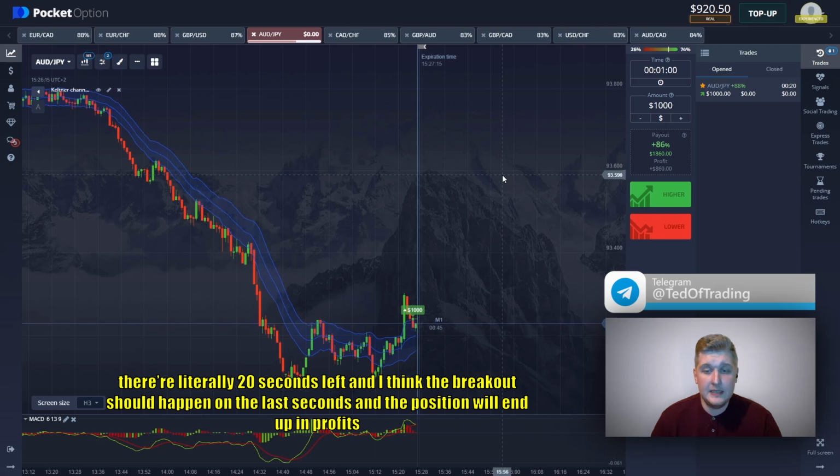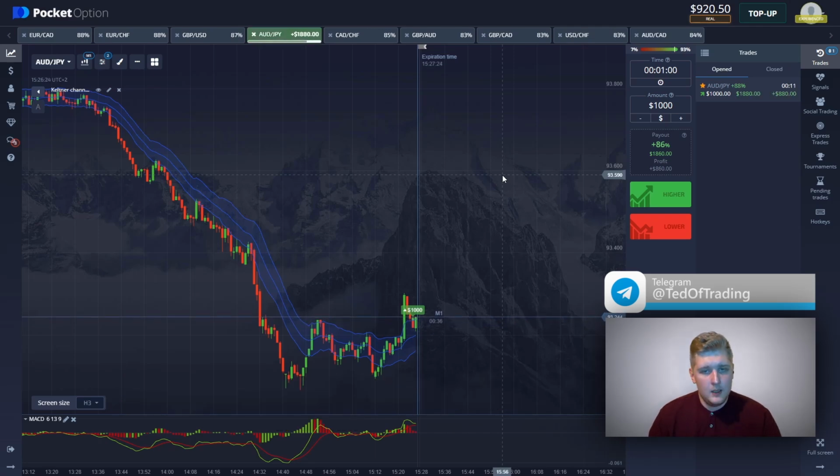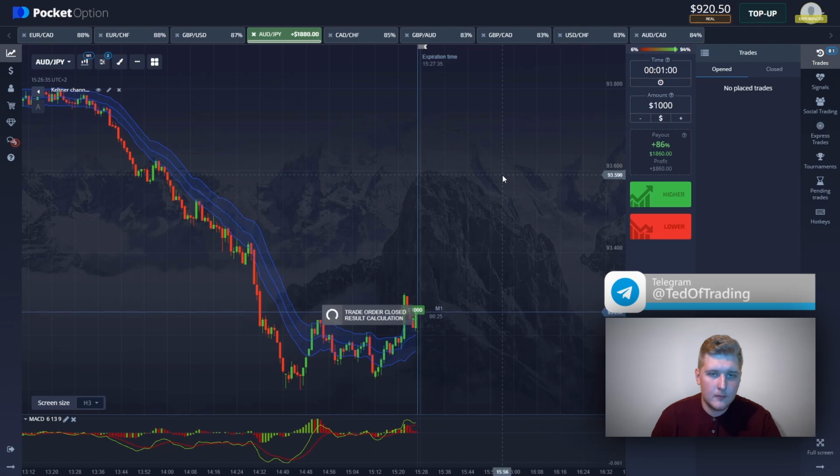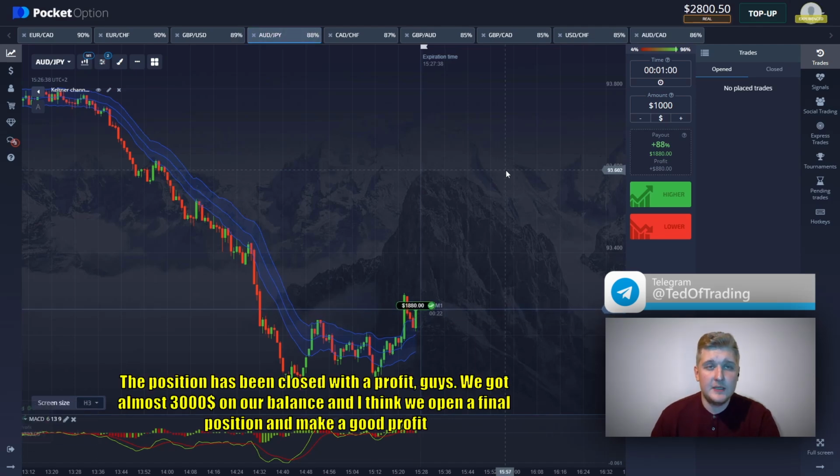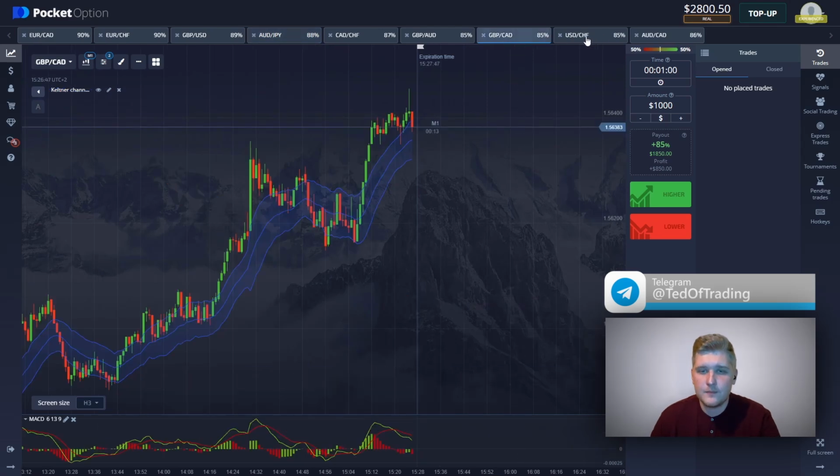There are literally 20 seconds left, and I think the breakout should happen in the last seconds, and the position will end up in profit. So let's just watch. The position has been closed with a profit, guys. We got almost $3,000 on our balance, and I think we open a final position and make a good profit.